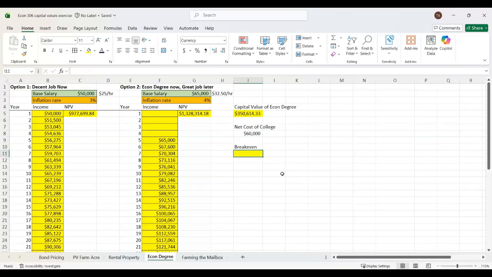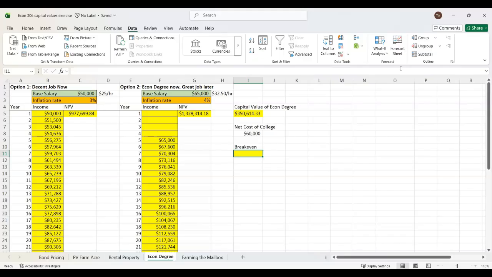I said, let's do something kind of interesting in Excel. Let's run a break even to say what is the minimum enhancement of salary that would make the college degree equal to the non-degree, based on the fact that you have to wait for the income to accrue. So let me try to remember how I did this. I'm going up to data. This is going to be one of my favorite things in Excel. Go over to what if, go to goal seek. And what I want to do here is set the capital value of the econ degree, so I'm going to select I5, to 0 by changing the base salary.